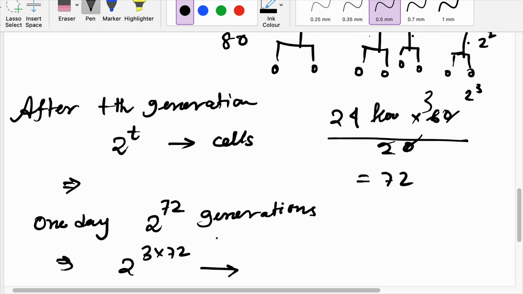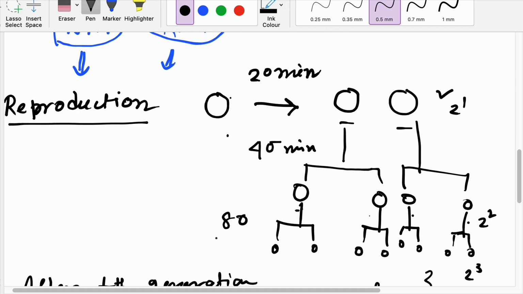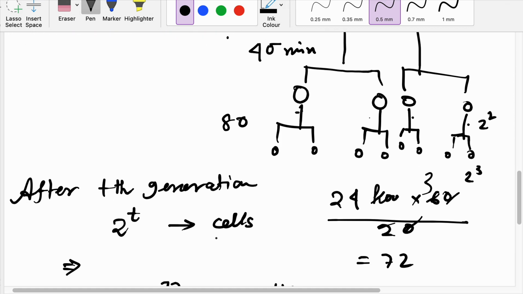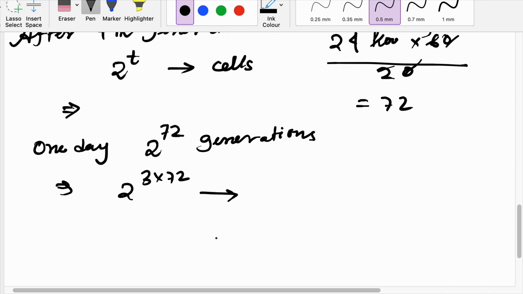So if only in 20 minutes one bacterium becomes two bacteria, you find that this will be nearly about 2 to the power 216, and it is of the order of 10 to the power 65 cells. This is very large. So if I assume this kind of reproduction, you will find that it will grow multiplicatively and exponential growth will happen.